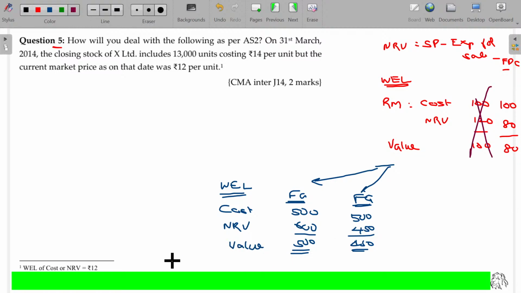Now, what about the value of raw material? Raw material stock value: cost being 100, NRV being 80. What about the raw material value now? Cost or NRV, whichever is lower.